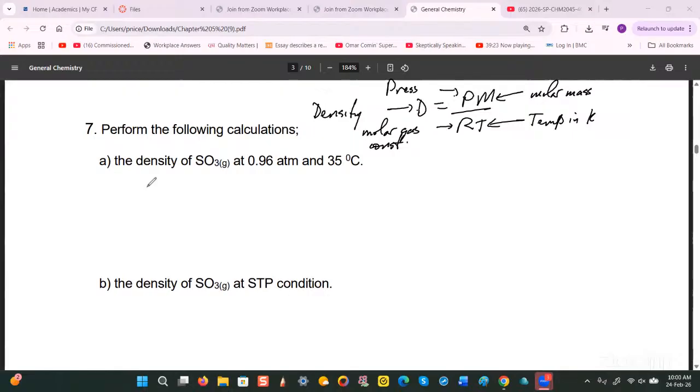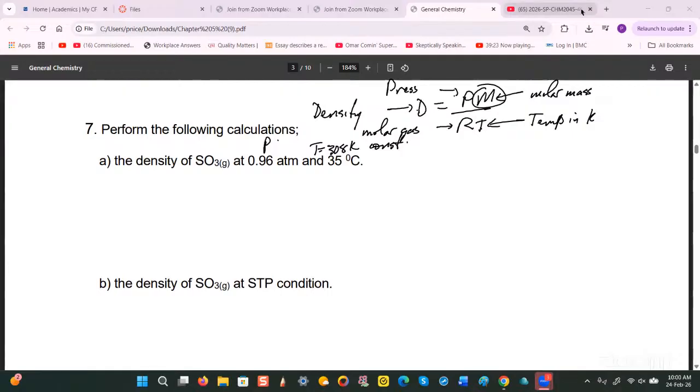The question is asking for the density. It gives you the pressure. It gives you the temperature, which again, you have to convert to Kelvin. So let me do that now. 35 plus 273 is equal to 308 Kelvin. So we have the pressure, we have the temperature. So we have P and T. We're not given the molar mass directly, but you can calculate it from the molecular formula. And let me do that now.